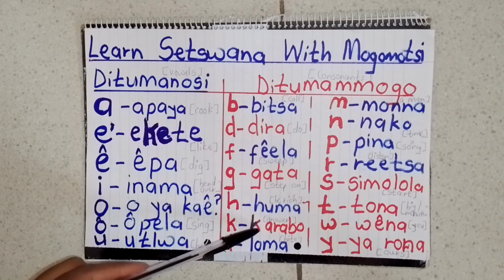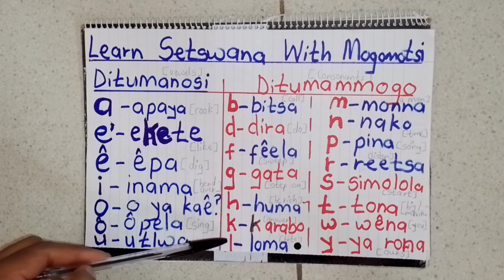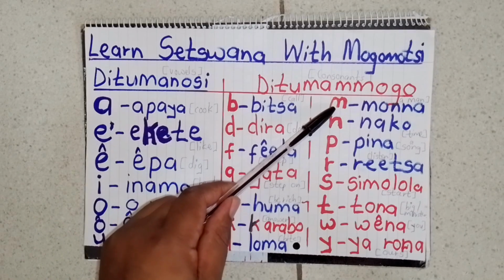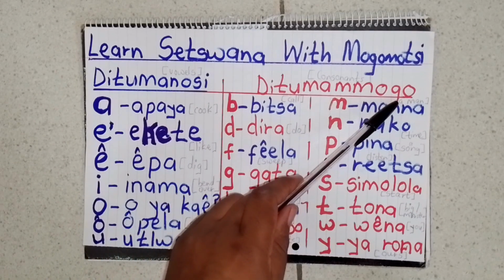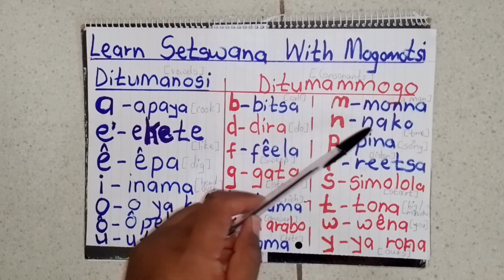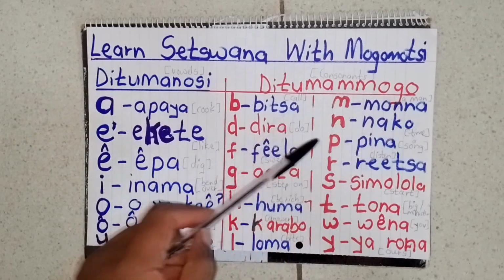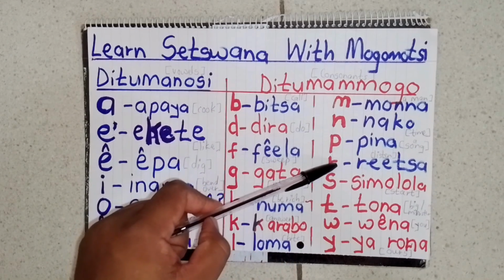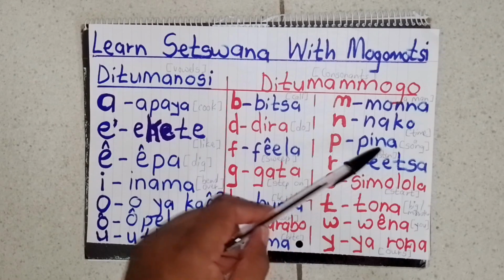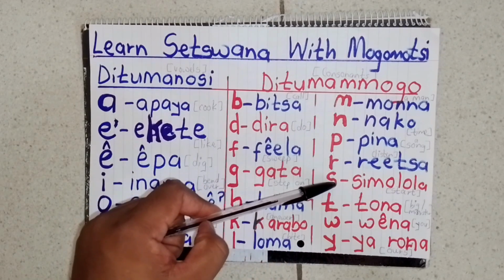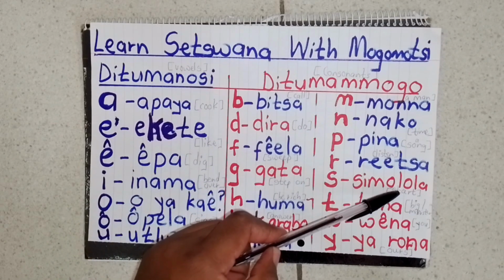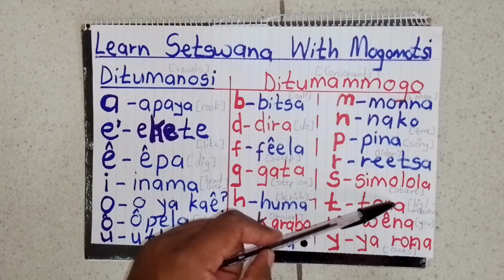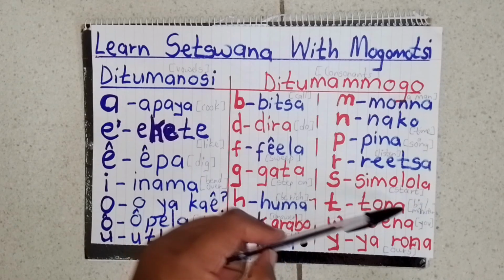K for karabo, answer. L for loma, to bite. M for monna, a man. N for nako, time. P for pina, a song. R for reetsa, listen. S for simolola, to start. T for tona. Tona can mean two things. It can mean big, or it can mean a minister.